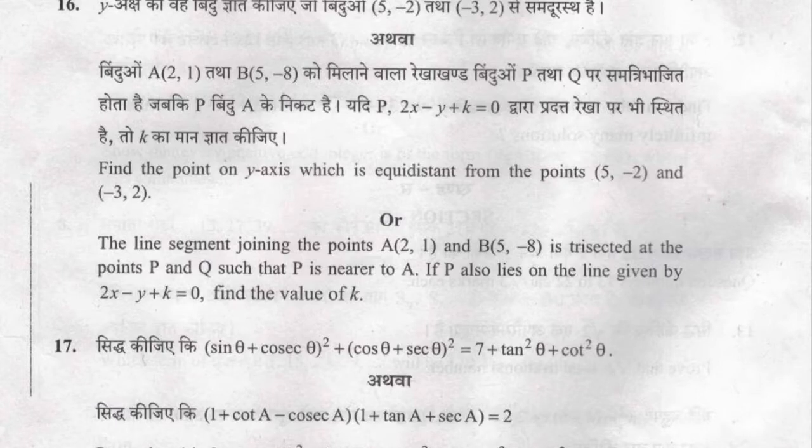In the 16th question also we have a choice. The other OR question is: the line segment joining the points A (2, 1) and B, whose coordinates are (5, minus 8), is trisected at the points P and Q such that P is nearer to A. If P also lies on the line given by 2x minus y plus k is equal to 0, we need to find out the value of k.